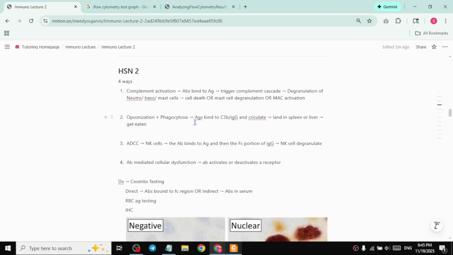So this is one of the other ways, and we'll discuss all the different hypersensitivity presentations. But imagine your red blood cells. If they're marked with IgG or C3b, they circulate and eventually land in the spleen and the liver, and the splenic and liver macrophages eat those RBCs. So that's the mechanism of autoimmune hemolytic anemia, right? That's another way that hypersensitivity type 2 functions.